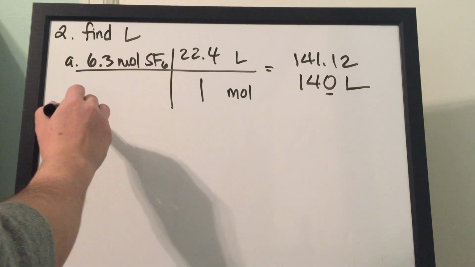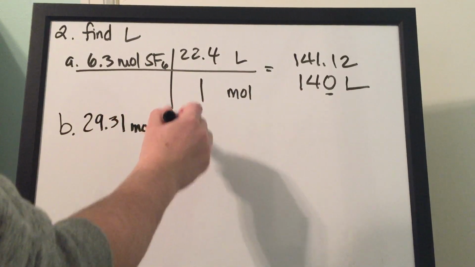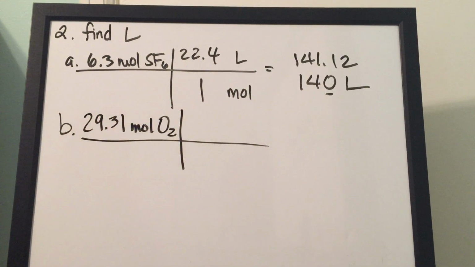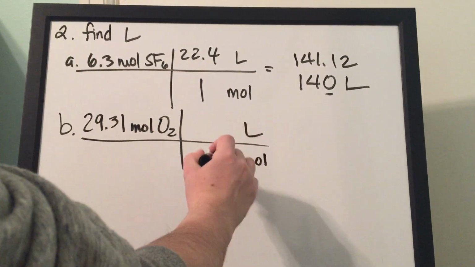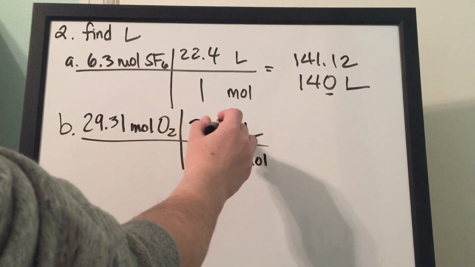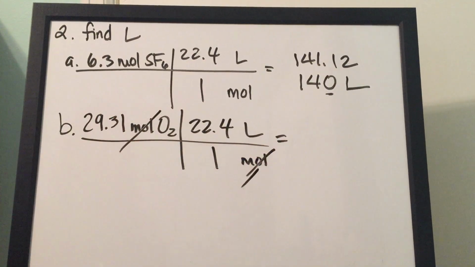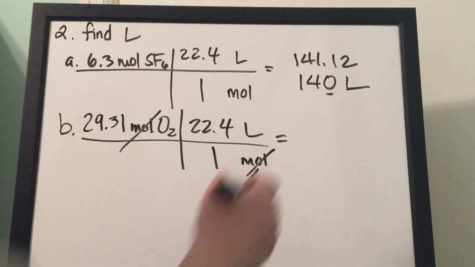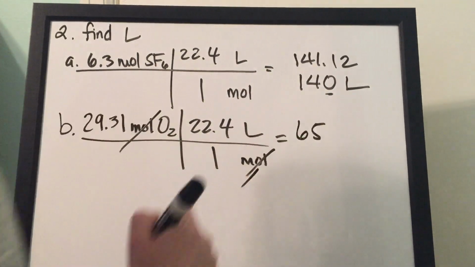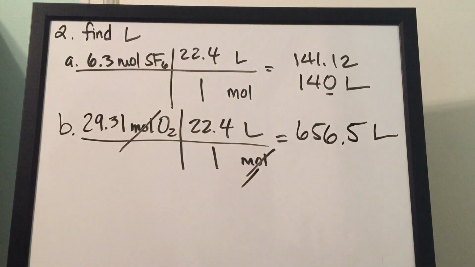B gives us 29.31 moles of O2. So again, very similar question to A. Moles on the bottom, liters on the top. 1 mole is 22.4 liters according to this idea of molar volume. Moles cancel. Multiplication. And this time I'm interested in 4 sig figs. And to 4 sig figs, this would be 656.5 liters.